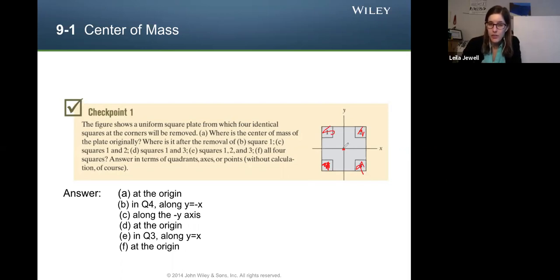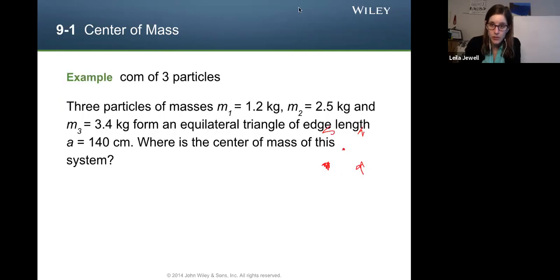So hopefully that gives you a sense of how you can look at a situation and use symmetry to get a feel for different scenarios. Oops, and I will clear my annotations. Okay, so one more example and then we'll wrap up.